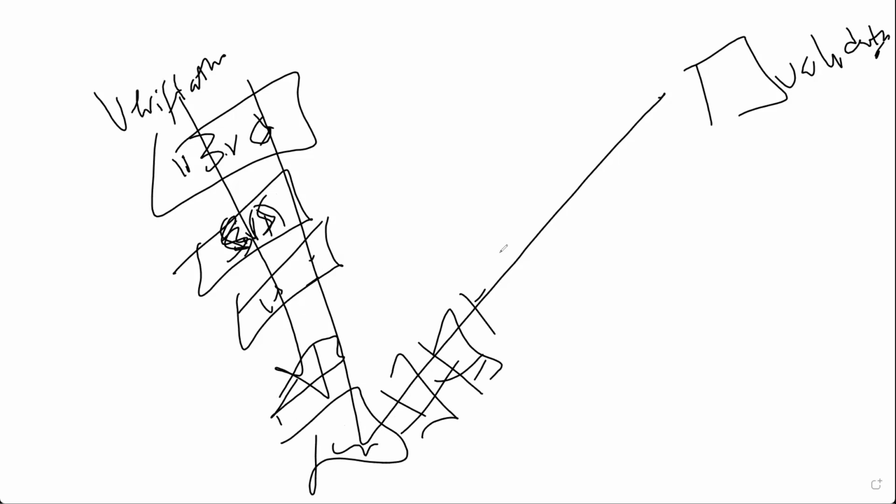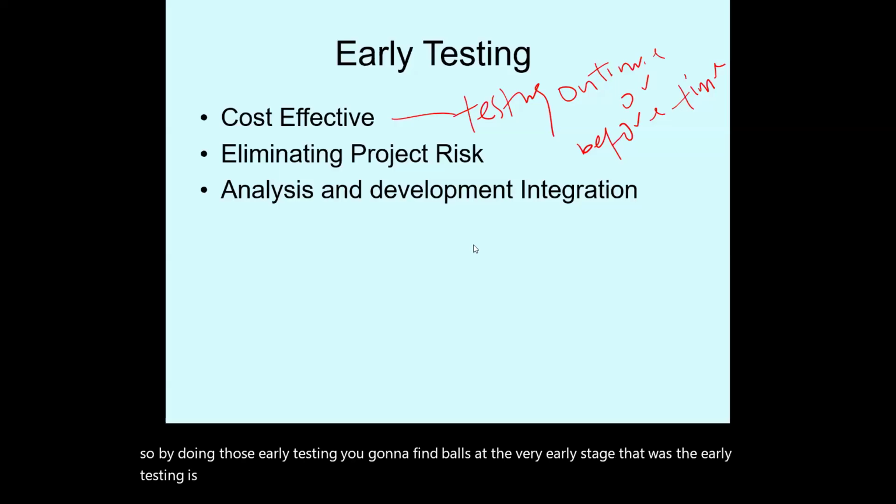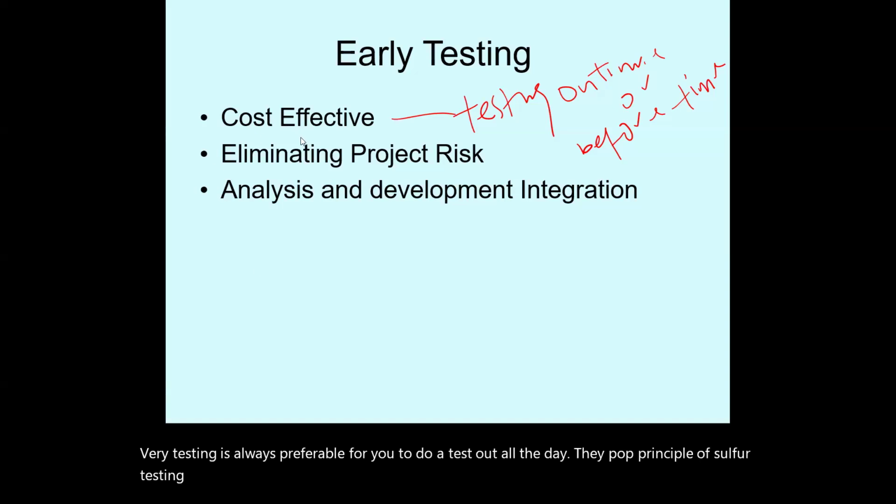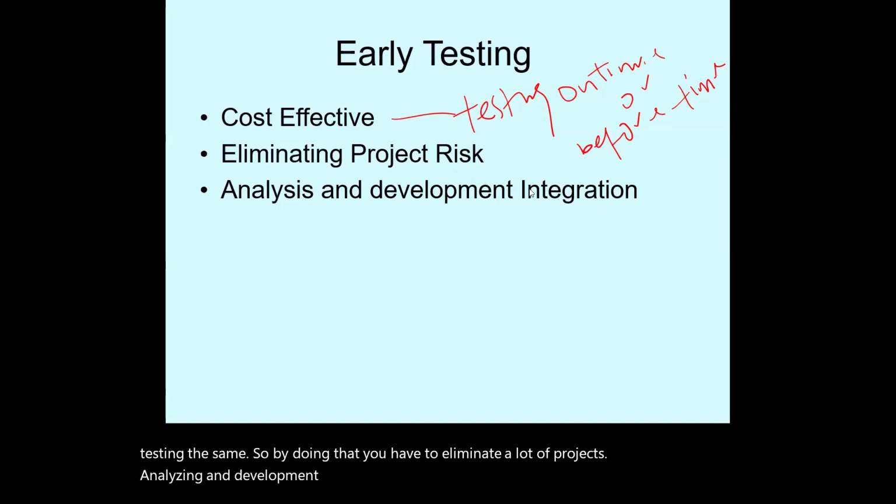So by doing that early testing, you're going to find bugs at a very early stage. That's why early testing is always preferable. That's what the principle of software testing is saying. By doing that, you eliminate a lot of project risk, analysis and development integration problems, all this stuff. So it helps you a lot in your testing. All right, so early testing is preferable.